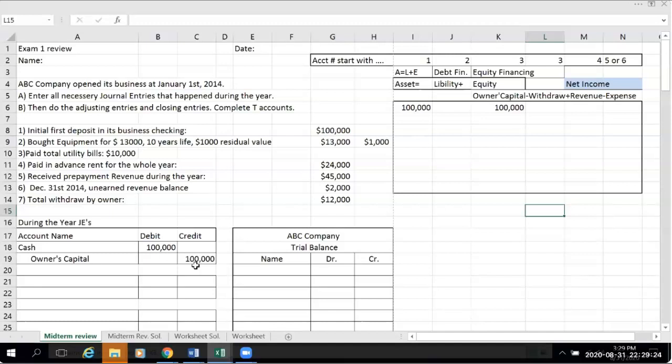Cool? And that will be credit $100,000. One more time, what is an asset? An asset is something that gives you future benefit, right? Like you have a building, it provides you future benefit. You have cash, it provides you future benefit. You have accounts receivable, it's providing future benefit, right? An asset is something that provides you future benefit.